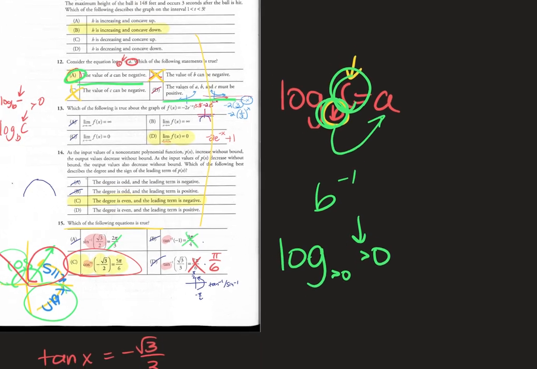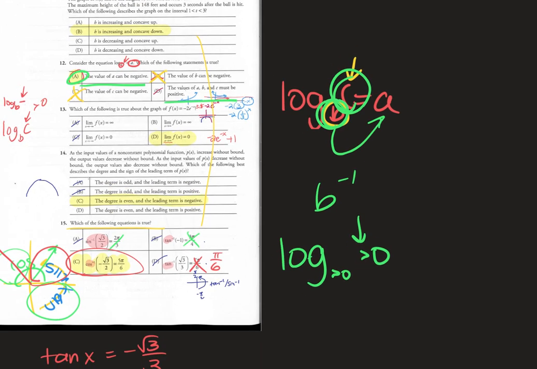But can C equal 0? No, because there's no answer that turns something to 0. If you never start with 0, you can never get 0. Does that make sense? And if you can never start negative, you can never get negative.